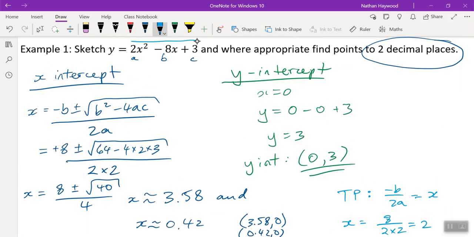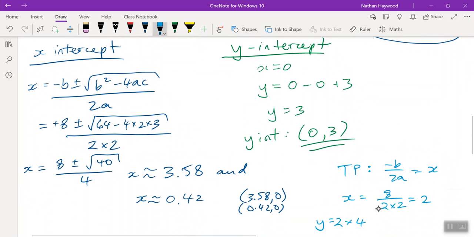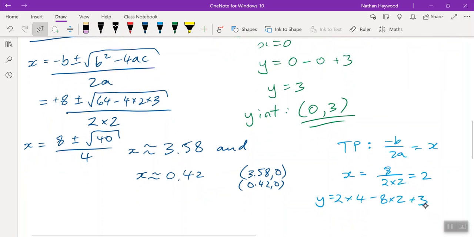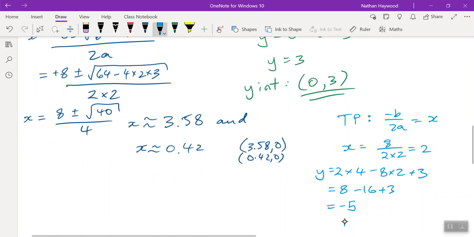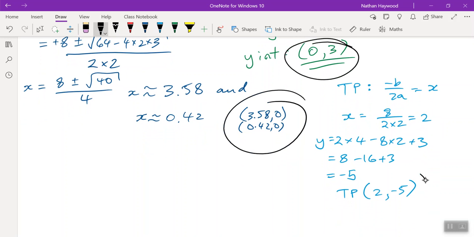Into the equation, because we're finding another point in the equation. 2 squared minus 8 times 2 plus 3. That's 4 minus 16 plus 3, which is negative 9. Correct. So our turning point, our 4th point that we found today for this specific case is 2, negative 5. We use all of this to sketch.